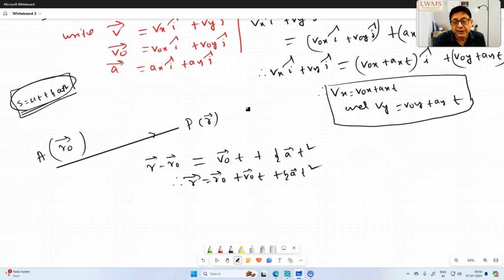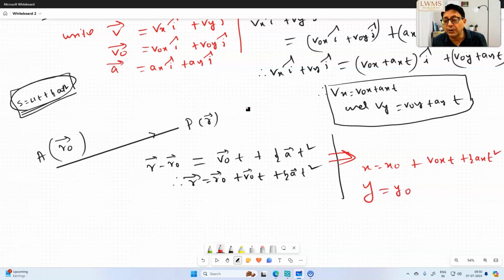Whenever you are writing the equation, better you write in this form. Now this equation, like the previous one, has an equivalence in terms of velocity along the x-axis and displacement along the x-axis. We can write x equal to x0 plus v0x t plus half ax into t square. Also we can write y equal to y0 plus v0y t plus half ay into t square. Clear?